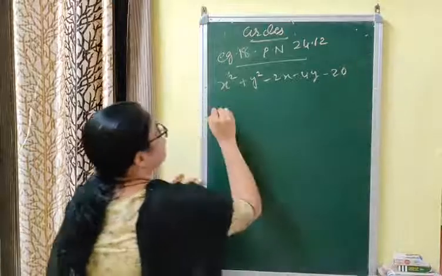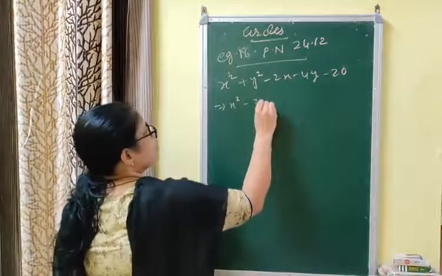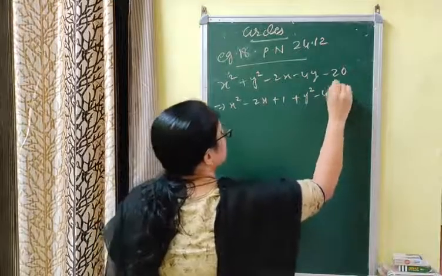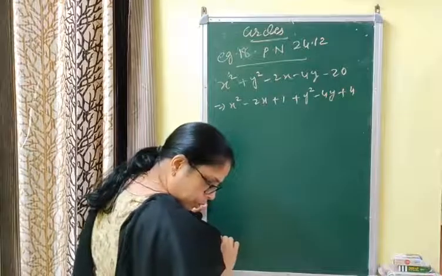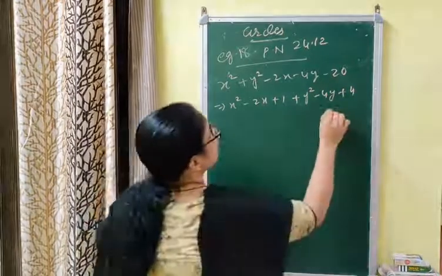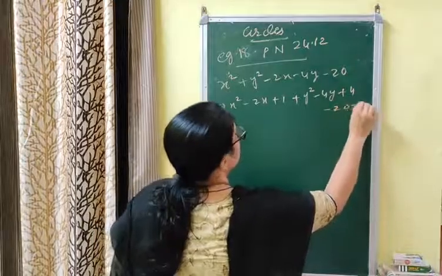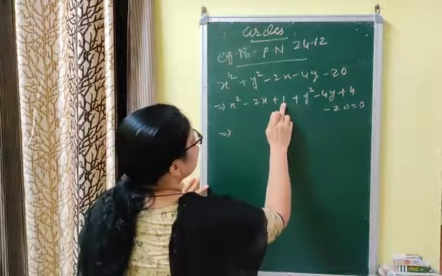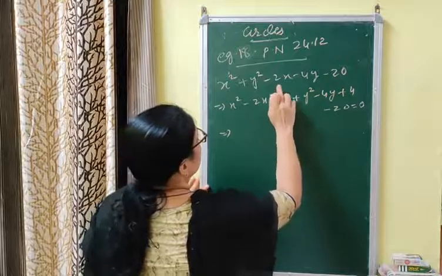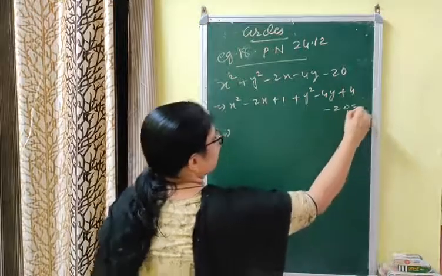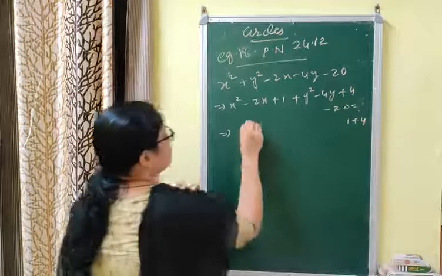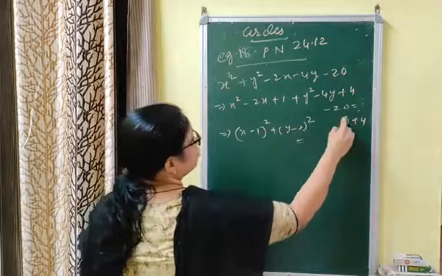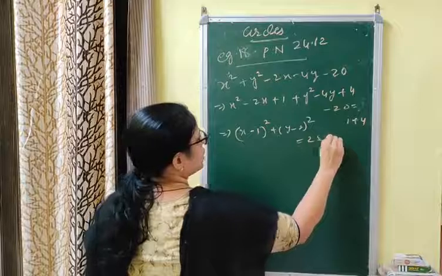First of all, we have to find its center. That is x square minus 2x plus 1 plus y square minus 4y plus 2 square, which is 4, plus 4 minus 20 is equal to 0. Let us take the values. We have added 1 and 4 here, so you have to add 1 plus 4 on the right side also. That means it becomes (x minus 1) whole square plus (y minus 2) whole square is equal to 20 plus 5, 25, that is equal to 5 square.